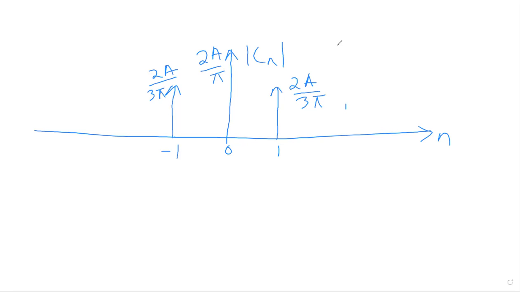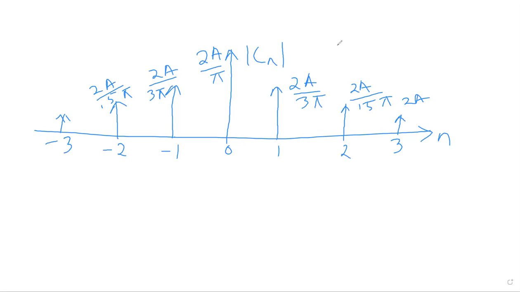And at 2 and minus 2, it is even shorter. That is 2a by 15 pi, and this is also 2a by 15 pi. You can draw this also for 3 and minus 3, which is 2a by 35 pi, and this is also 2a by 35 pi. And this is the magnitude plot.